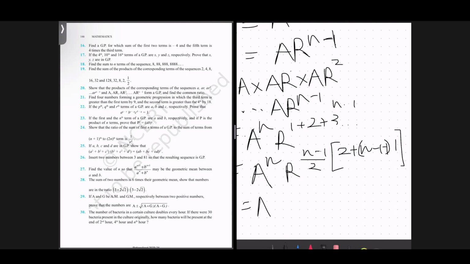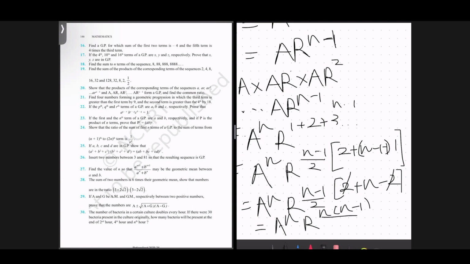When you solve this, you get a raised to the power n. When you open up these brackets, what you get is r^(n-1)/2 ... 2 plus n minus 2. So 2 and 2 get cancelled, and what you're left with is a r raised to the power n into n minus 1 divided by 2. So that is something that is given to us.